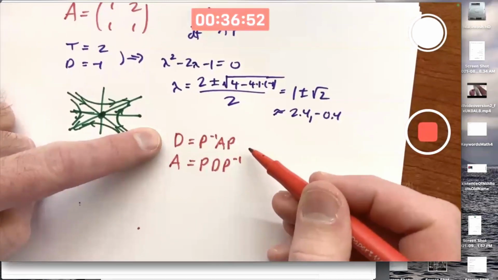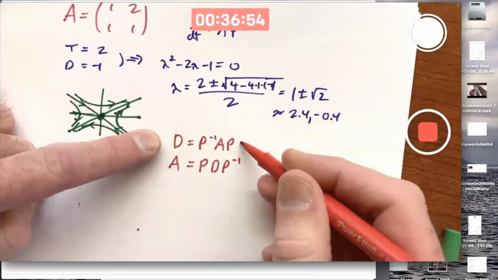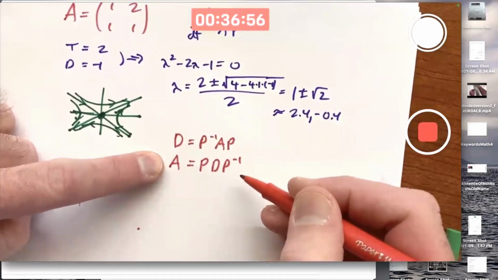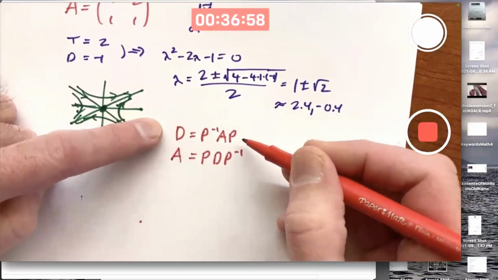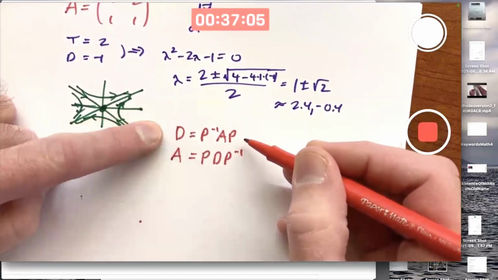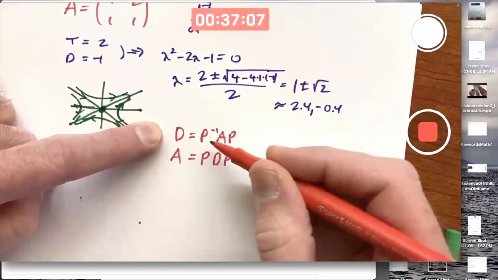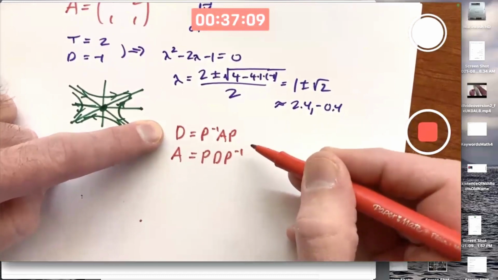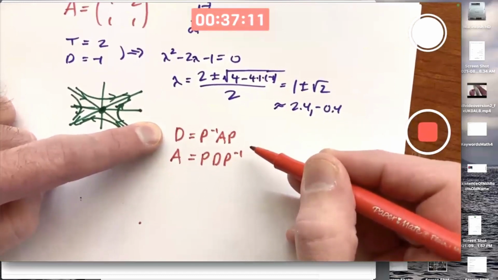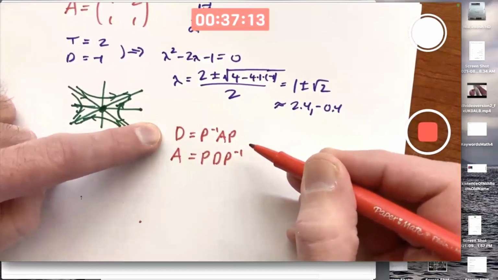I start with this equation, then I know I can get to this one. How do you get from here to here? I showed you already, I think. It's 2 steps. You'd want to take this equation and first multiply both sides on the left by P to get PD equals AP, because the P inverse will cancel with the P. Multiply on the left by P to get PD equals AP.